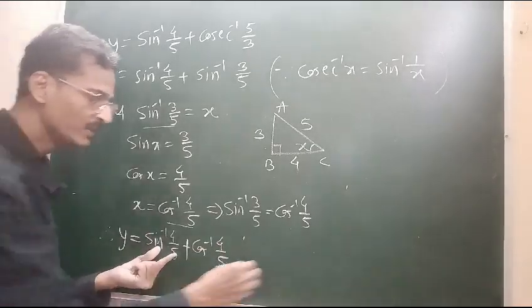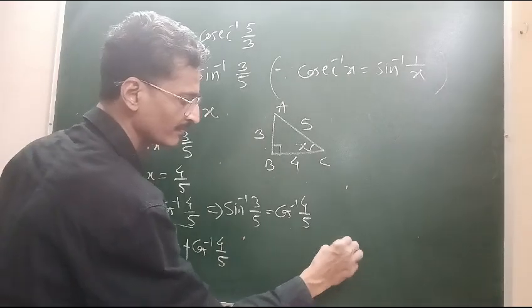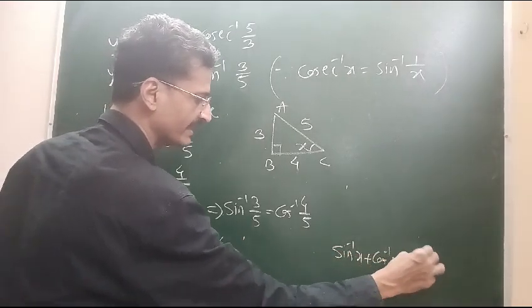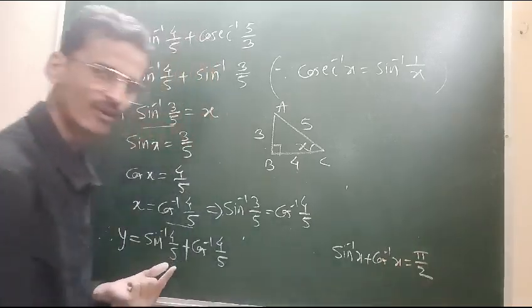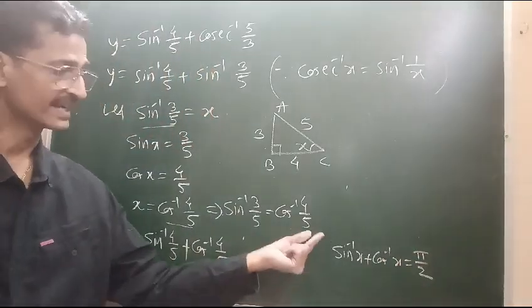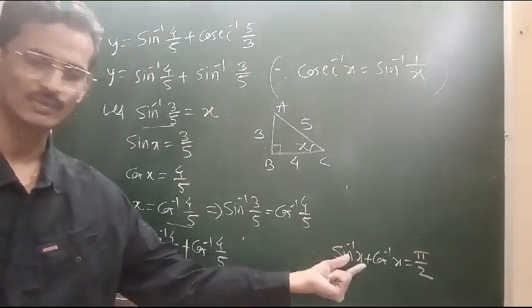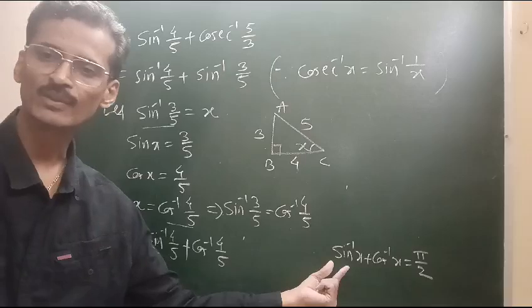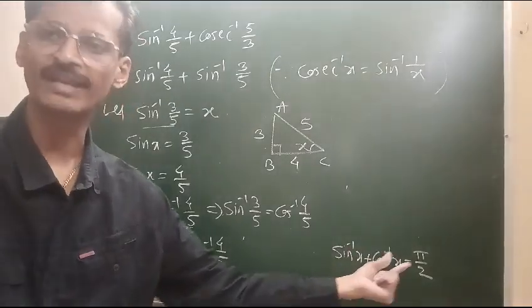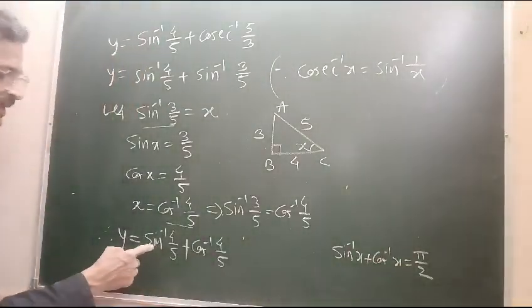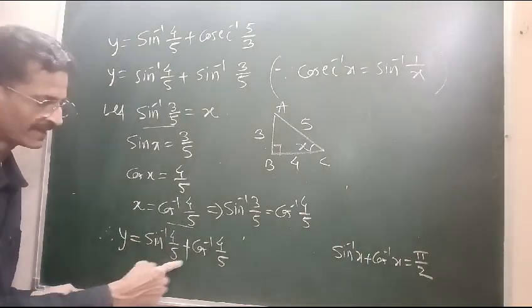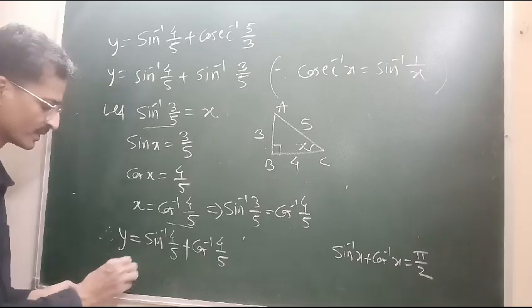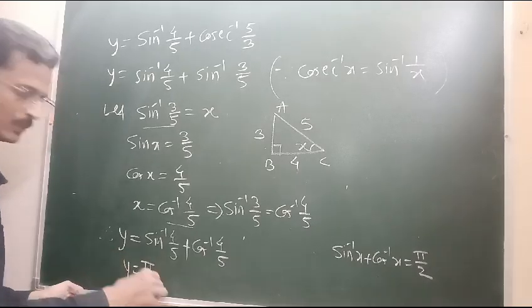Now sine inverse of x plus cos inverse of x is pi by 2. This is the formula that we know. Sine inverse of x plus cos inverse of x. If this x is the same, then only we can use it. So sine inverse of x plus cos inverse of x is pi by 2. So here this is sine inverse of 4 upon 5 plus cos inverse of the same 4 upon 5, and so this y is pi by 2.